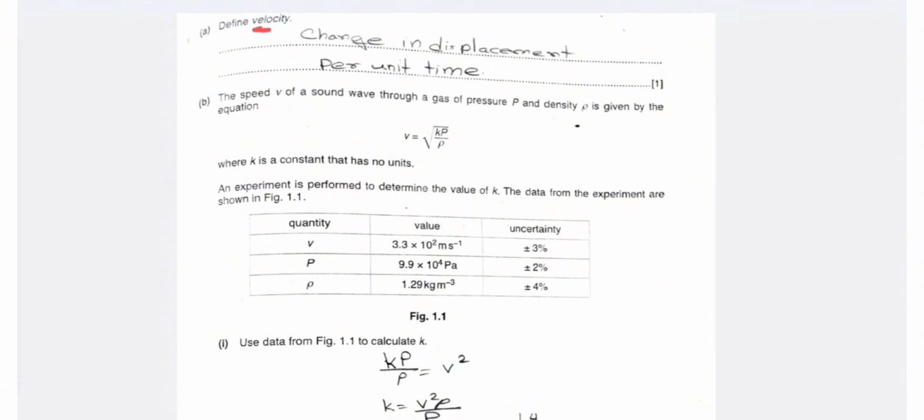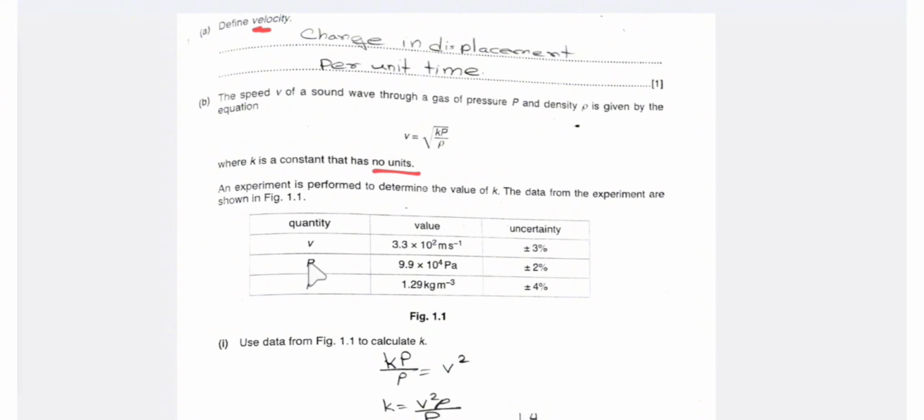The speed v of a sound wave through a gas of pressure p and density ρ is given by the equation v = √(kp/ρ), where p is the pressure, ρ is the density, and k is a constant with no units. An experiment is performed to determine the value of k. The data from the experiment are shown in figure 1.1.